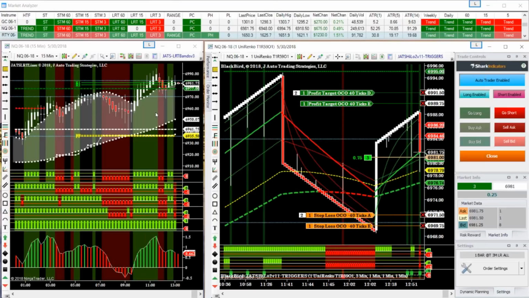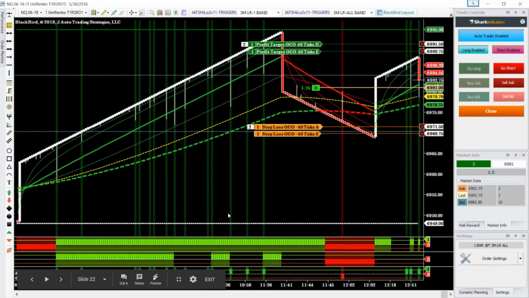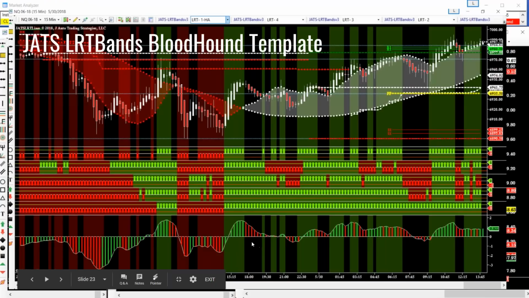Here is a larger screenshot of the system, and you can see it pulling back into these bands. Here is the 3-minute linear regression on the chart. Here, or at the bottom, I'm sorry, 3-minute linear regression, and here's the 1 period linear regression.